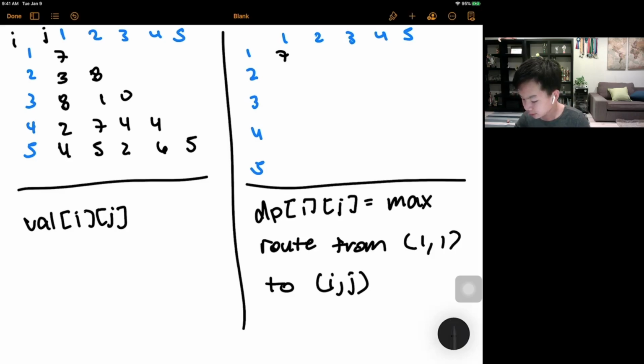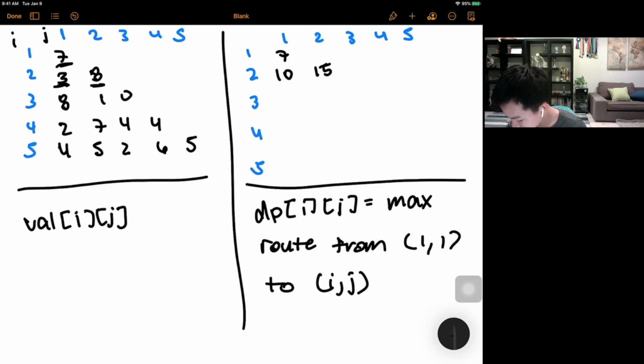And then for 1, 2, you can see that the answer would be 7 plus 3, which is 10. And for the value 8, the answer would be 7 plus 8, which is 15.